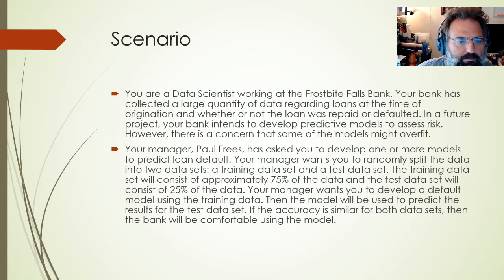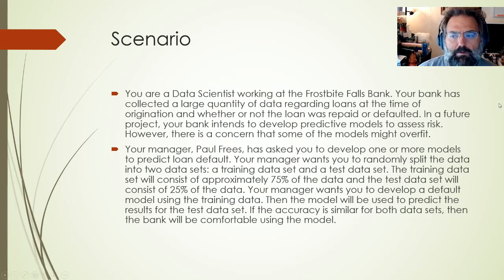So you're still a data scientist working in lovely Frostbite Falls. Your bank has collected a large amount of data at the loan's origination and whether or not it was repaid or defaulted. In a future project, your bank intends to develop predictive models to assess risk. However, there's some concerns that the models might overfit. So your manager, Paul Fries, asked you to develop one or more models to predict loan default. And so you basically are going to split it 75-25 and make sure that you don't train on your test data.